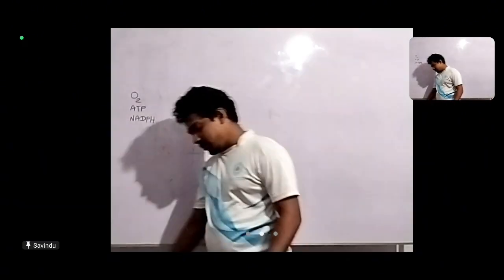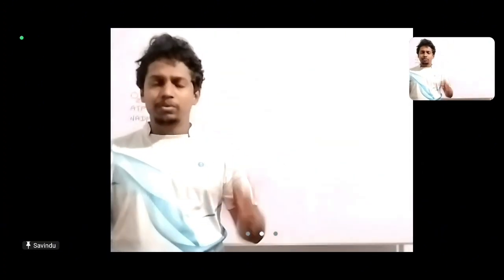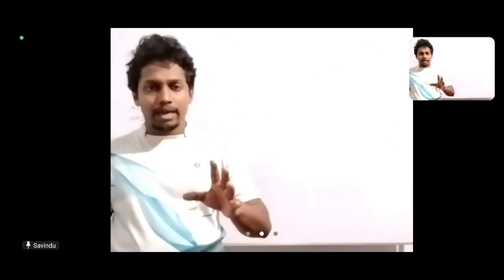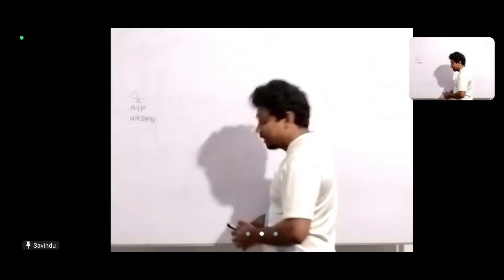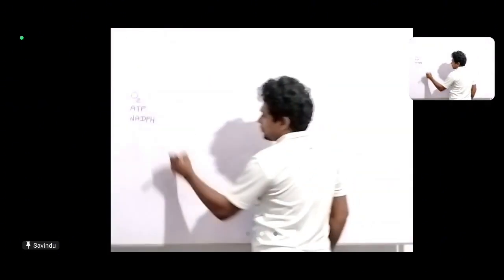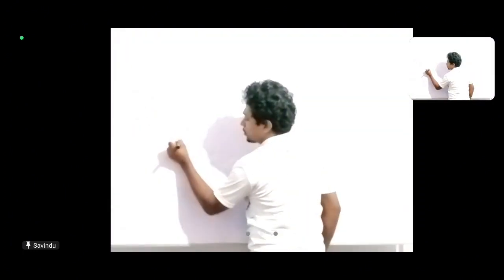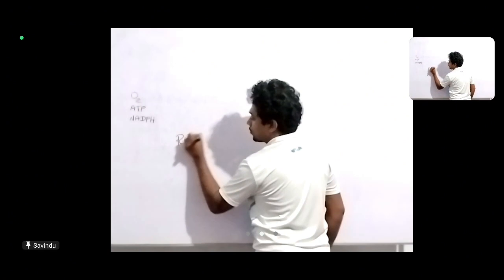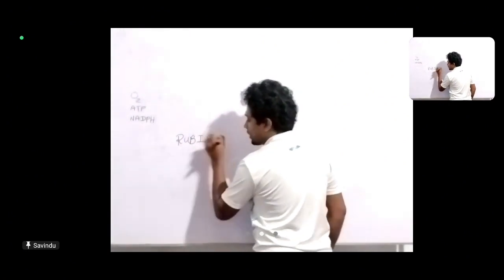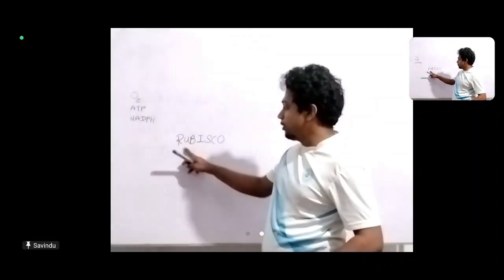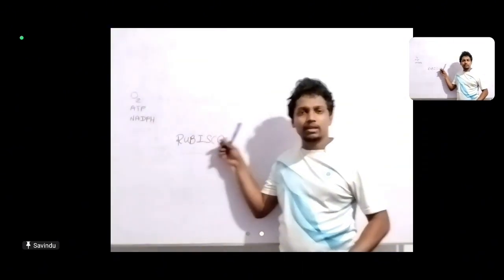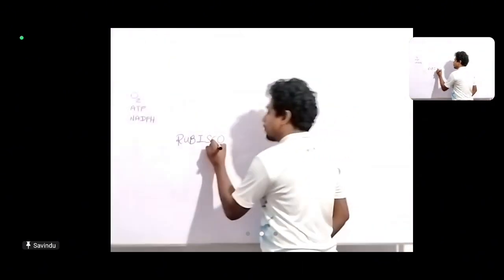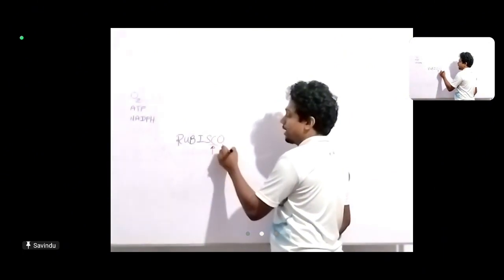When we are learning about the Calvin cycle, there is a very important enzyme we must talk about. I taught this that day also. I will quickly recap. That is the enzyme called Rubisco. As the name suggests, it has a dual action. Ribulose bisphosphate carboxylase oxygenase. What does the carboxylase part do and what does the oxygenase part do?